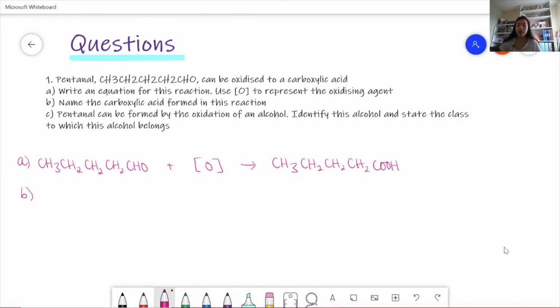And then for B, name the carboxylic acid. So this would be pentanoic acid, because it has 5 carbons. And then for C, pentanal can be formed by the oxidation of an alcohol. Identify this alcohol and state the class to which this alcohol belongs. So we know that primary alcohols can be oxidized to pentanal and then to pentanoic acid, so an aldehyde and a carboxylic acid, whereas a secondary alcohol can only be oxidized to a ketone. And so this alcohol must be a primary alcohol.